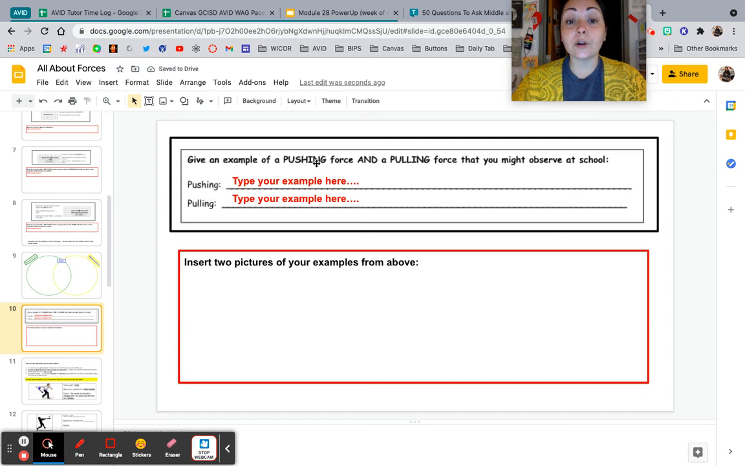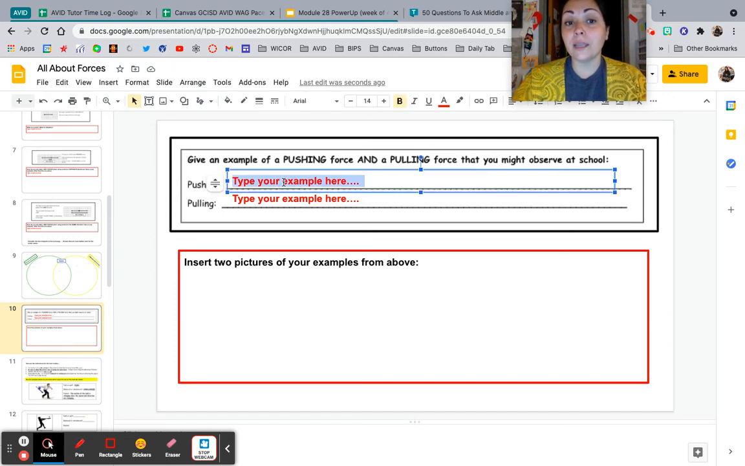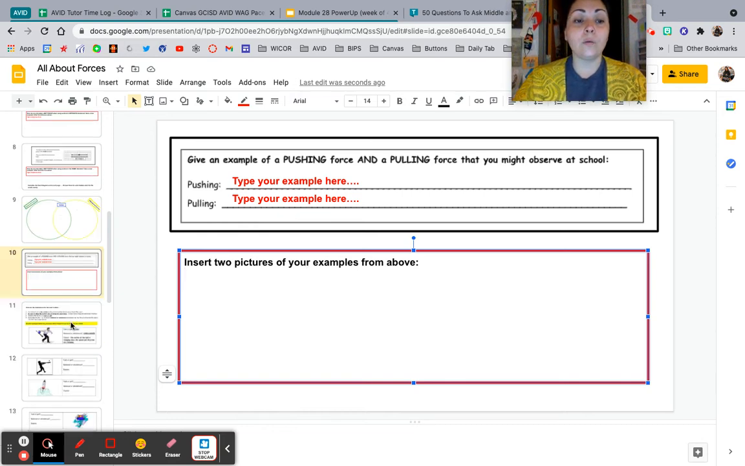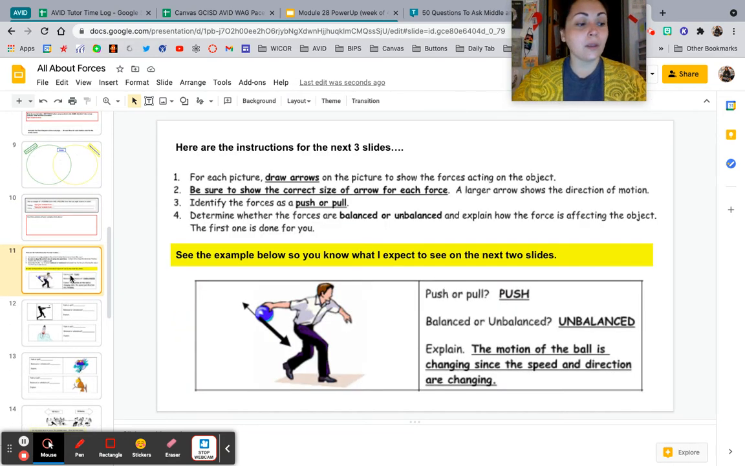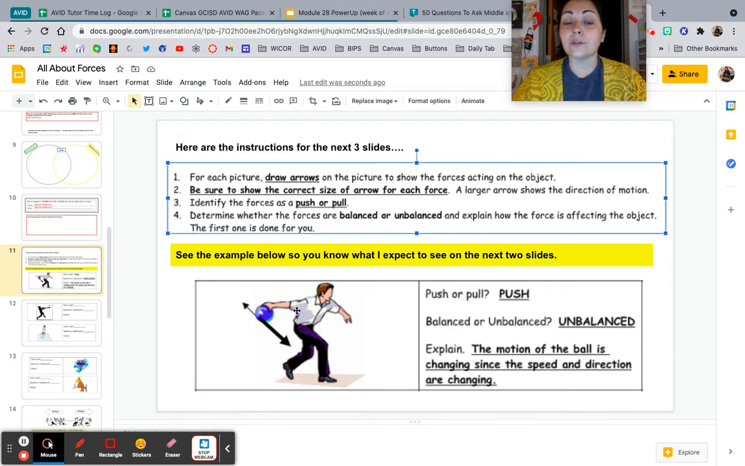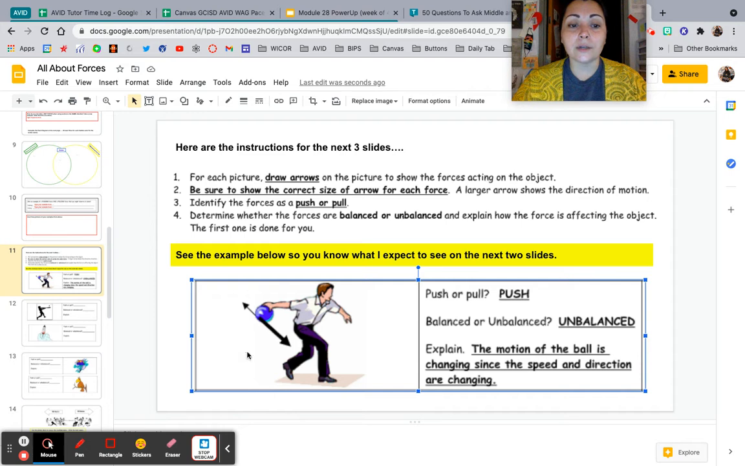Okay, slide 10, you are going to give me an example of a push and an example of a pull, and then I want you to insert 2 pictures, one picture for your push example, one picture for your pull example. Okay, and then for this one, y'all, directions for the next 3 slides. For each picture, you're going to draw arrows onto the picture to tell me about the forces acting on it. The bigger the force, the thicker the arrow, and the direction of the arrow shows the direction the force is going. So for instance, we have 2 arrows here.